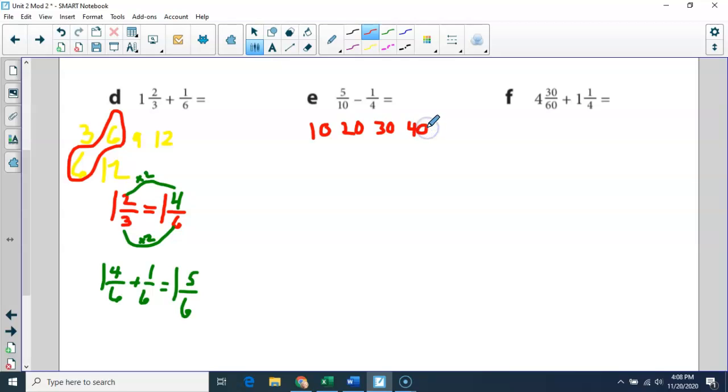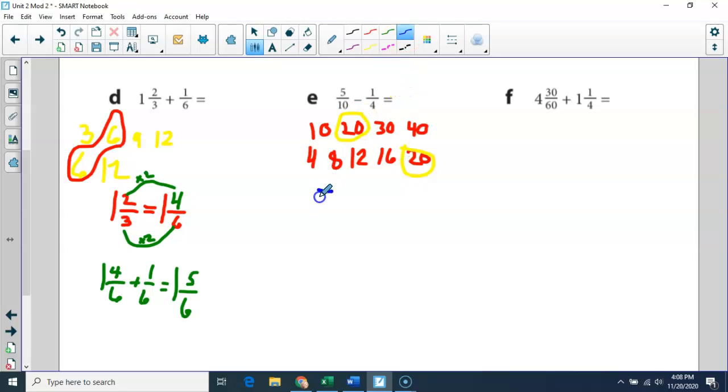So those are our multiples of 10. And then you did your multiples of 4. 4, 8, 12, no matches yet, 16, 20. Oh, I think I can stop there because I see that I have a match of 20. So now I can use 20 as my denominator.